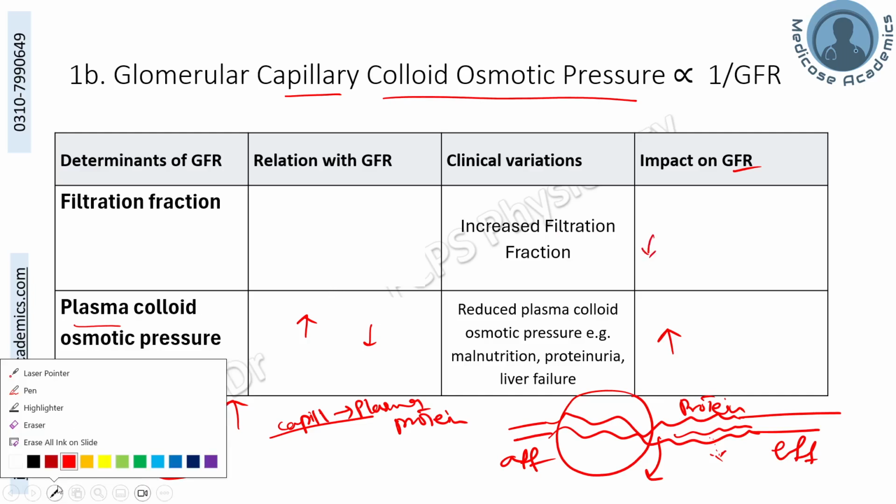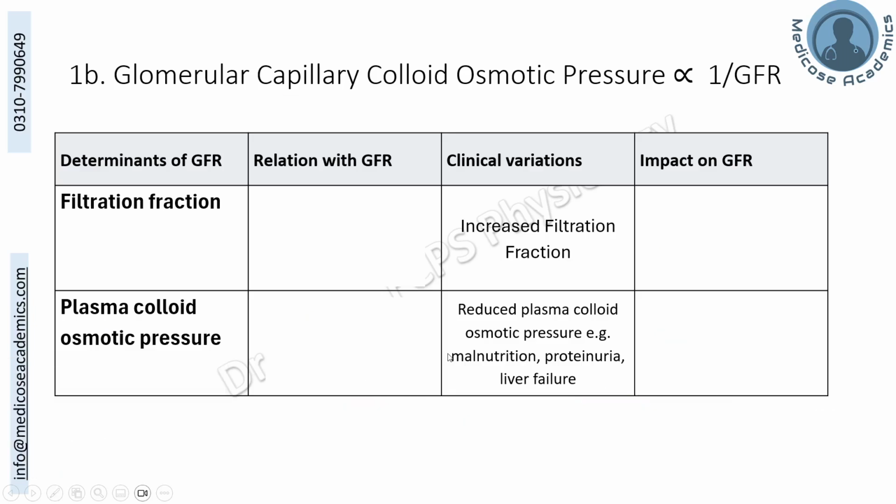So let me clean it all up and quickly review. Filtration fraction, if more, GFR will be less because of the presence of more plasma proteins left in the glomerular capillaries. Plasma colloid osmotic pressure, again inversely proportional to GFR. If plasma proteins are less, filtration is going to be more.